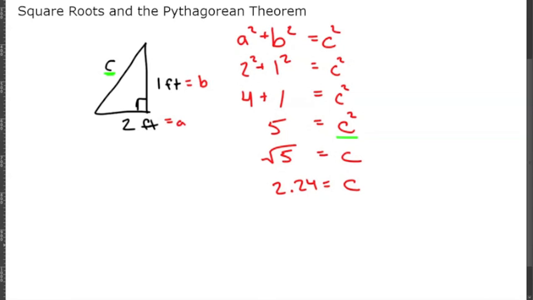So c is equal to 2.24 feet, because that was our label. Now if you notice, c is always going to be greater than a, and c is always greater than b. So c is always going to be your greatest number. So that's a good way to double check. And 2.24 is greater than 1 and greater than 2.